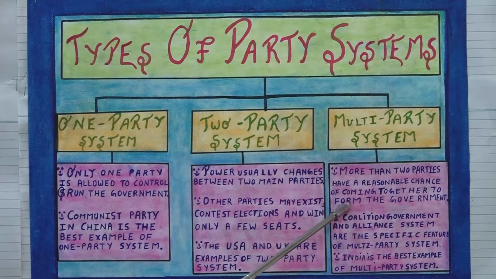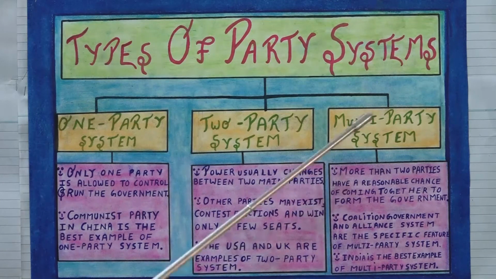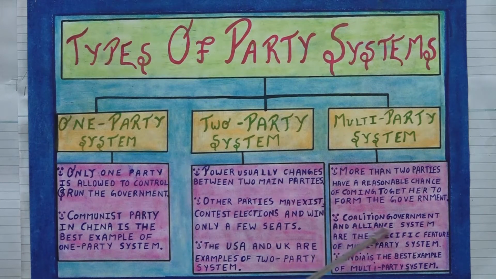Sometimes a single party is not able to form the government. In that case, a coalition government is formed. And nowadays, there is a concept of alliance system also, where some parties make arrangements before the election, that is known as alliance system. And when parties form government with the help of some other parties, that is known as coalition government.